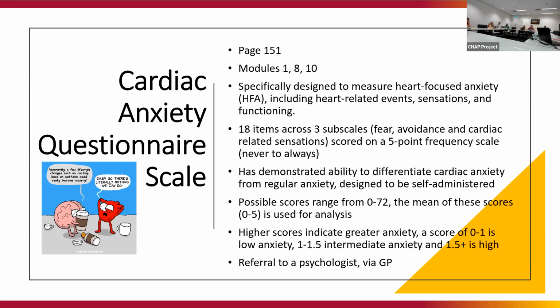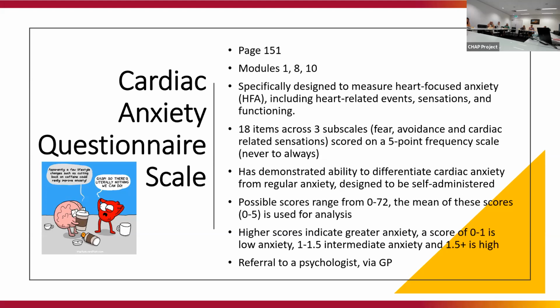So it is 18 items long, which is a bit longer than the other scales, and it measures across 3 subscales, so fear, avoidance and cardiac related sensations. All of them are scored on a 5-point frequency scale, from never to always. This particular tool has been evaluated to be effective at differentiating between cardiac anxiety and regular old anxiety. So it's particularly useful for this group who might also have regular anxiety, but you want to untangle that. It is designed to be self-administered, so it's quite easy to understand the questions.